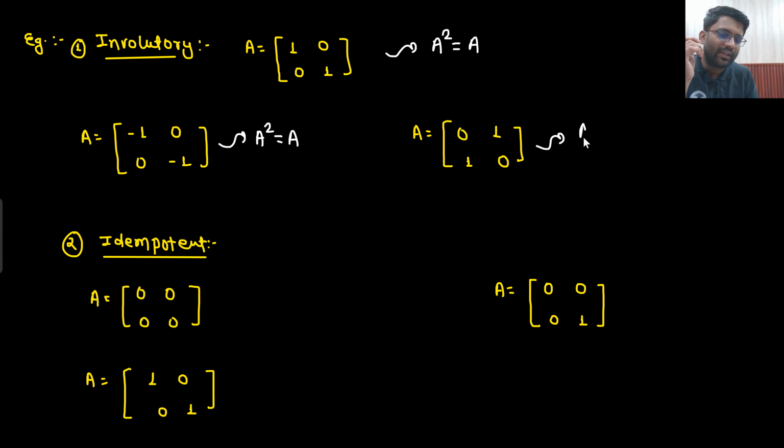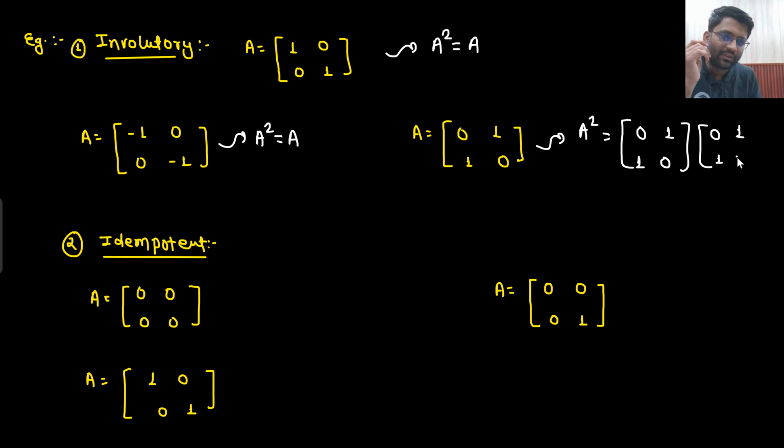This is your matrix A. Do the A square. What will be A square? Sir, it will be 0, 1, 1, 0. Do the multiplication. 0, 1, 1, 0. So what are you getting? 0 multiplied with 0, 1 multiplied with 1. Wait a second. 0, 1, 0, 1, 1, 0, 1, 0. So this is not involutory. 0, 1, 1, 0. This is not involutory. Right?